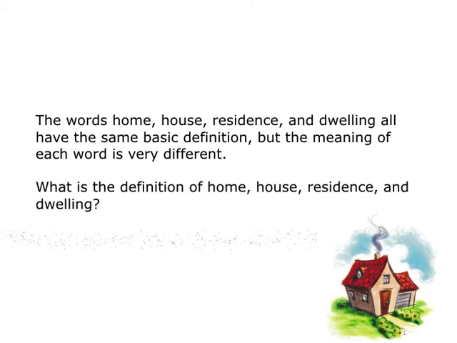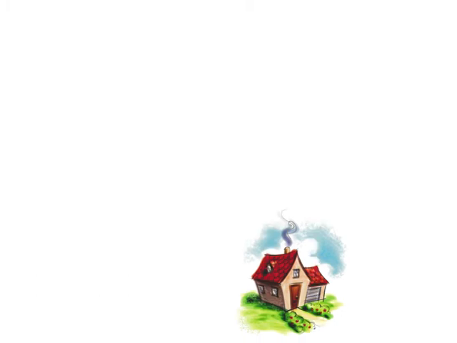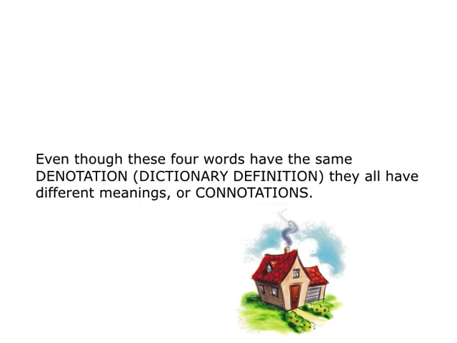That's important to look at. And where a person lives at any given time, that is the meaning of house. So, even though these four words have the same denotation, the dictionary definition, they have different meanings. Dictionary meaning can be the same, basically, but when you think about it in your mind, it has a different connotation. So, denotation and connotation is the concept we're going to talk about in further detail after this.